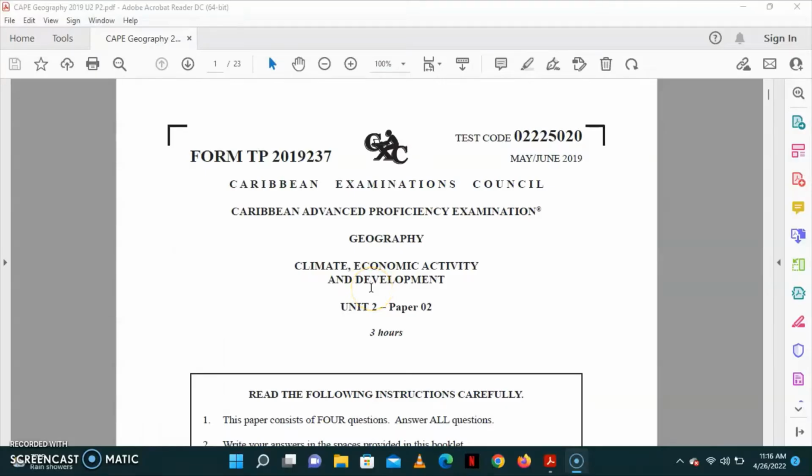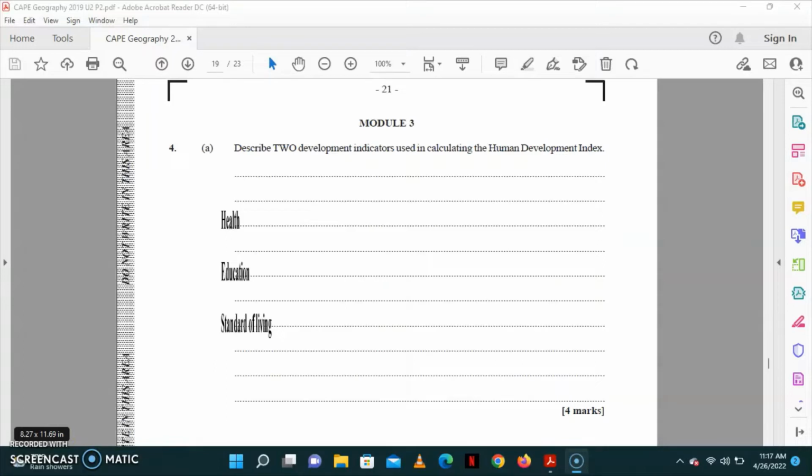Hi guys, welcome back to Geography World. For this video, I'm looking at the CAPE Unit 2 2019 Paper 2 exam, and specifically question number 4. Question number 4 asks that we describe 2 development indicators used in calculating the Human Development Index. Now, with the Human Development Index, there are several development indicators that we use in calculating it.